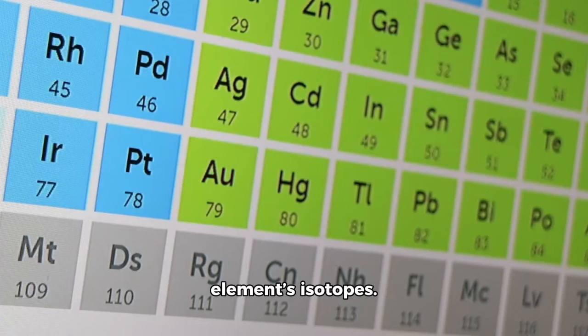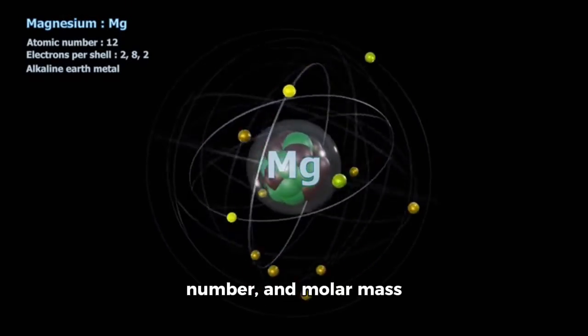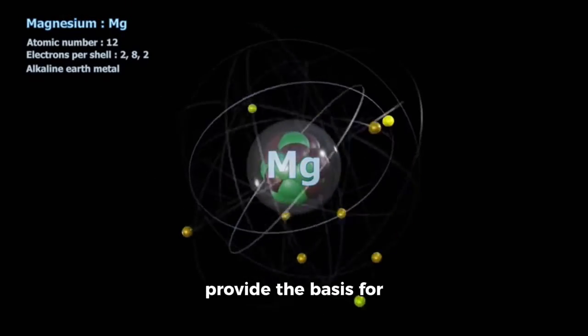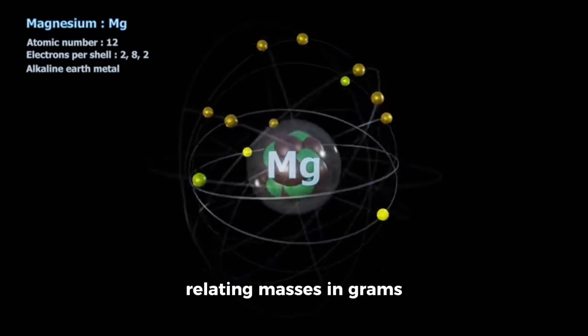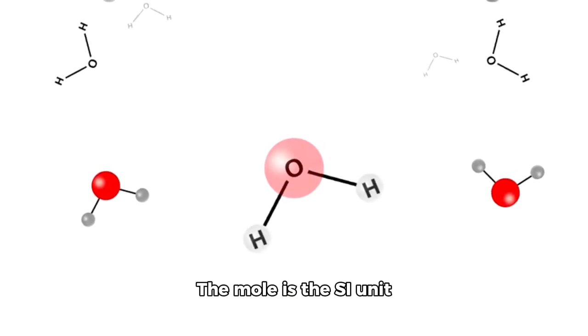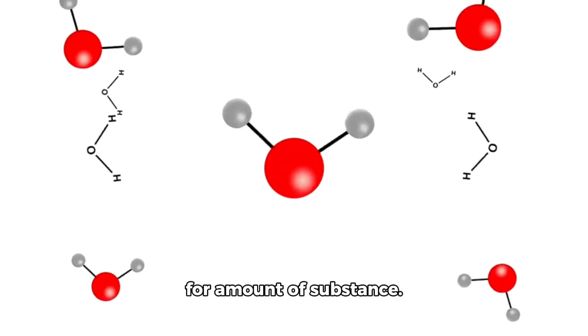element's isotopes. The mole, Avogadro's number, and molar mass provide the basis for relating masses in grams to numbers of atoms. The mole is the SI unit for amount of substance.